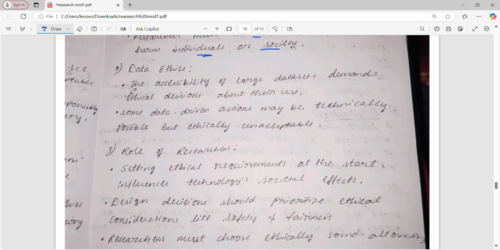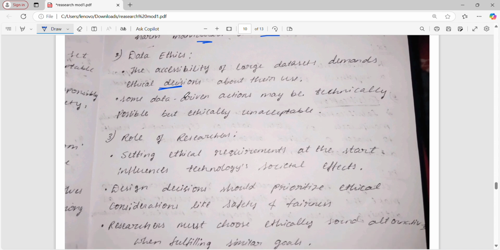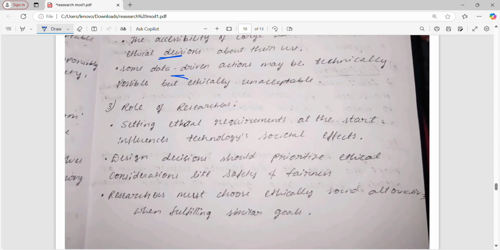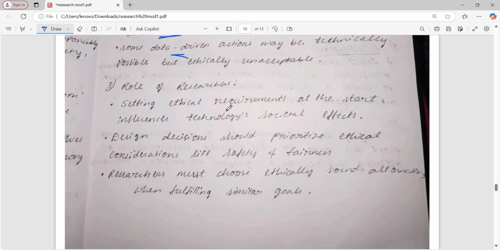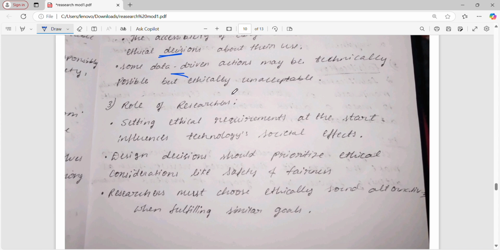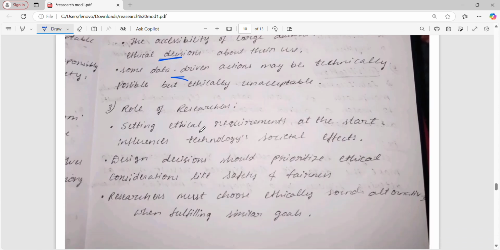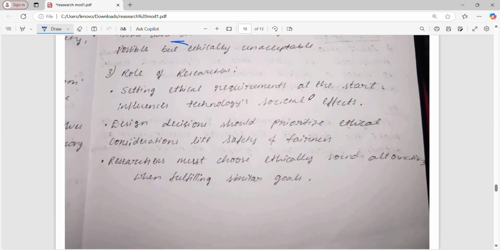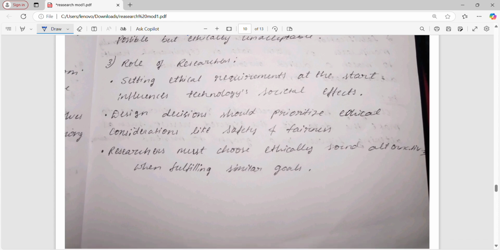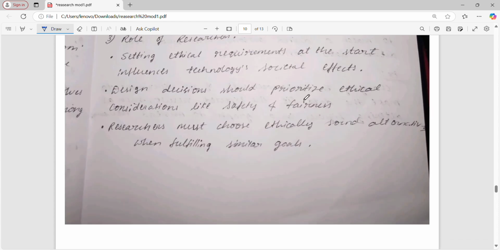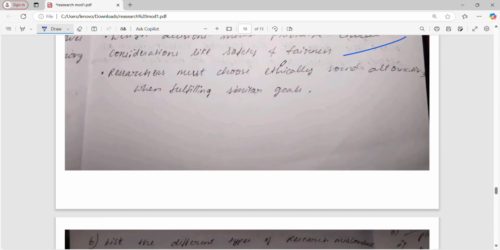Next, data ethics. The accessibility of large data sets demands ethical decisions about their use. Some data-driven actions may be technically possible but ethically unacceptable. Then the role of researchers: setting ethical requirements at the start, influencing technology and societal effects. Design decisions should prioritize ethical considerations like safety and fairness. Researchers must choose ethically sound alternatives when fulfilling similar goals.